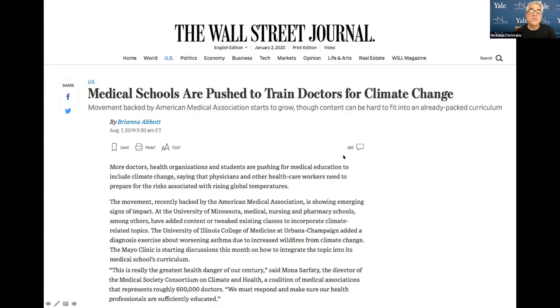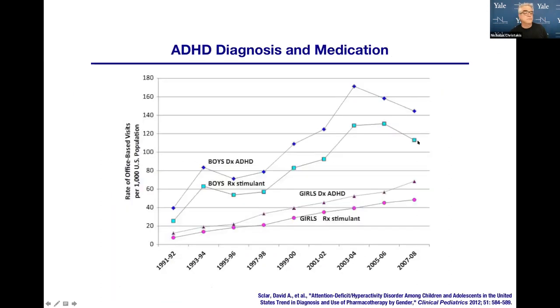Indeed, more doctors, health organizations, and students are pushing for medical education, for example, to include climate change, saying that physicians and other healthcare workers need to prepare for the risks associated with rising global temperatures. I mentioned poverty a moment ago. Medical schools are pushed to train doctors for climate change.